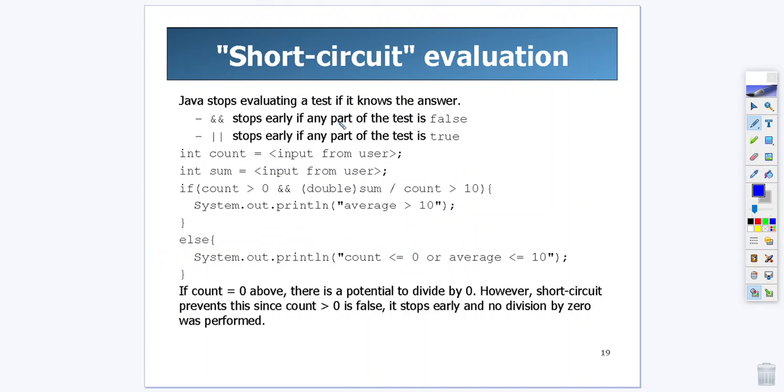So I've talked about short circuit evaluation, so just remember, AND will stop early if the first part of the test is false, or OR will stop early if the first part of the test is true.